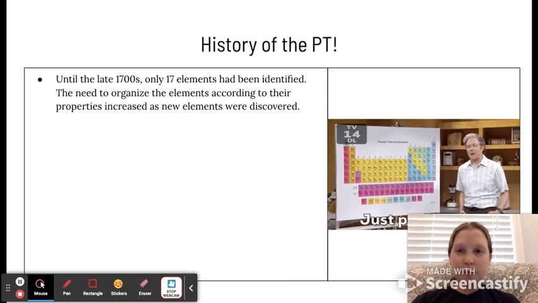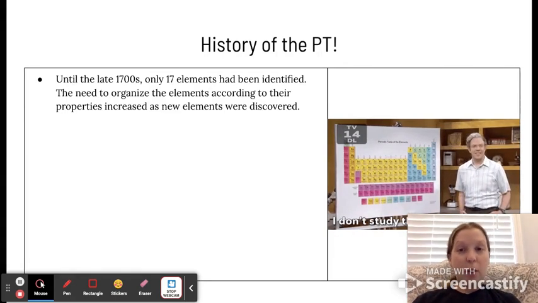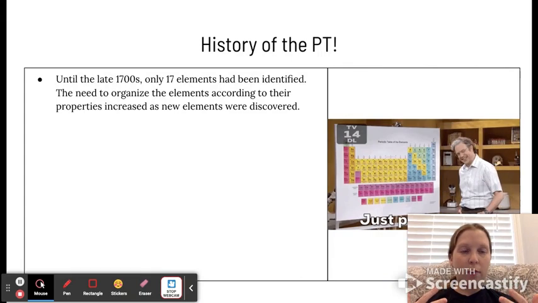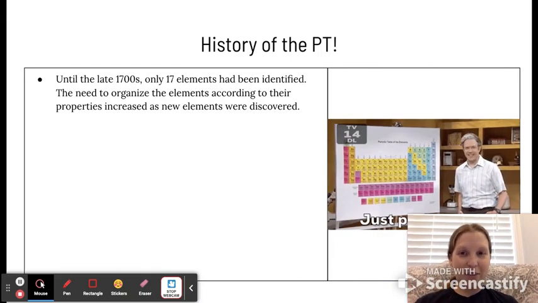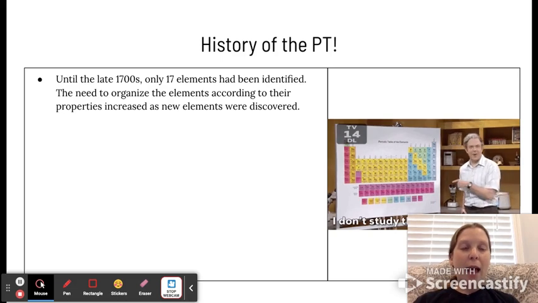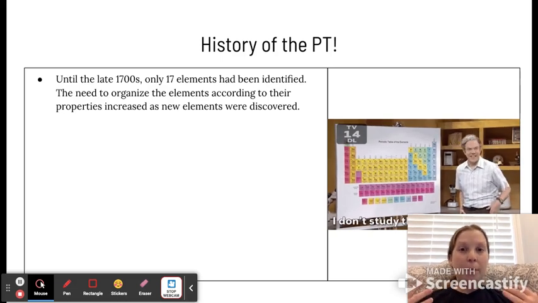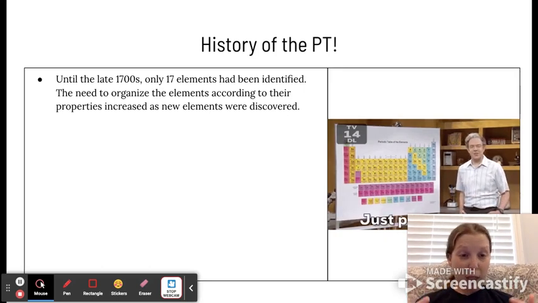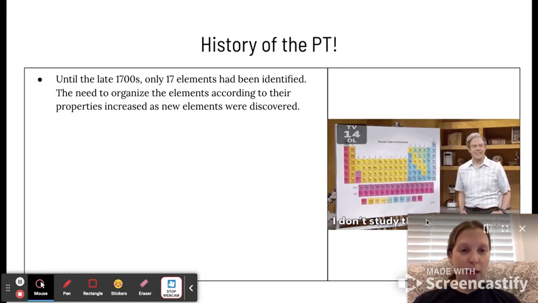All right, so by the late 1700s, scientists had only discovered about 17 different elements. And as science has advanced, we were able to quickly find more and more and more elements.